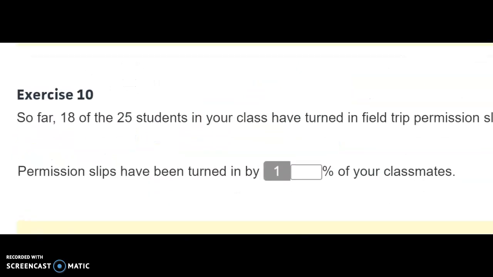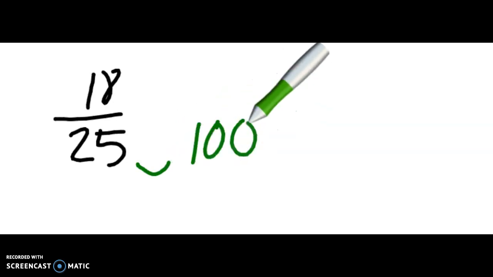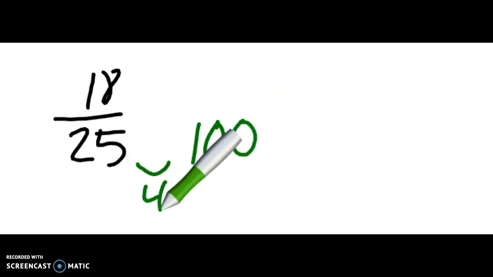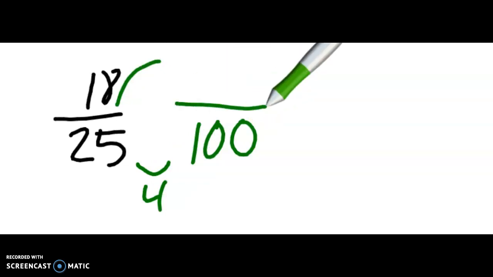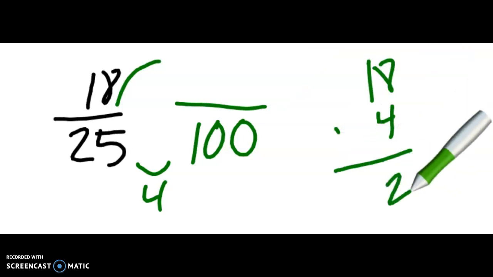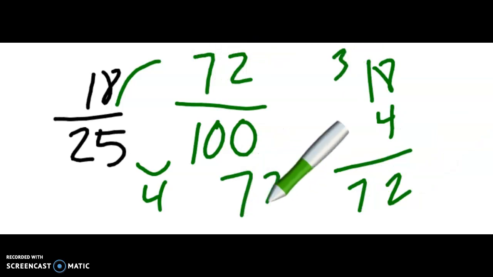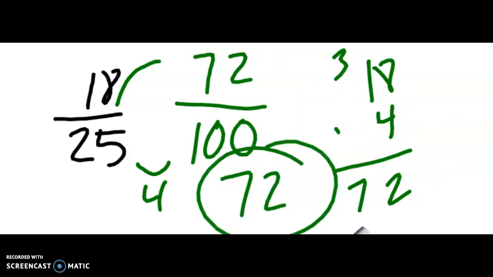Last question, and we're well below 15 minutes. We have 18 out of our 25 students in our class have turned in permission slips. What is the percentage? So we write it as a fraction, 18 out of 25. How do we get 25 to 100%? We multiply by 4. So what do we have to do to the 18 to get to the percentage? We have to multiply that by 4. 18 times 4 is going to give us 72. So our percentage is 72%. Ta-da! We're done with percentages. Woohoo!